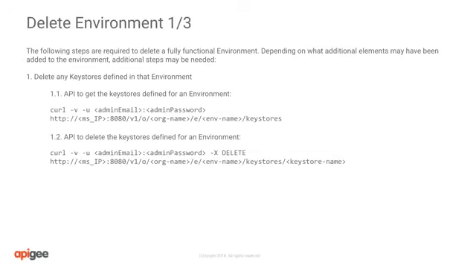Finally, we come on to deleting an environment. Before deleting an environment, we must remove any objects or servers associated with it. We have already seen how to remove servers. So, assuming we have disassociated our servers, next we delete any key stores defined for the environment. The first call shown returns a list of key stores. For each key store name returned, the second call must be made to delete it.